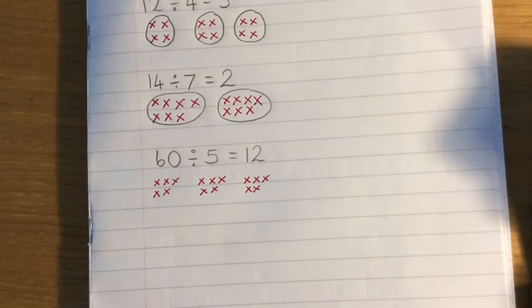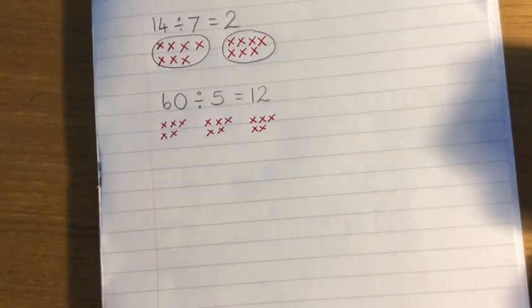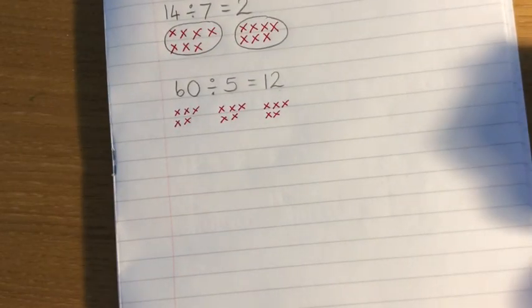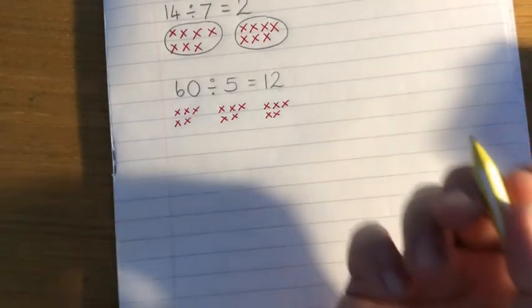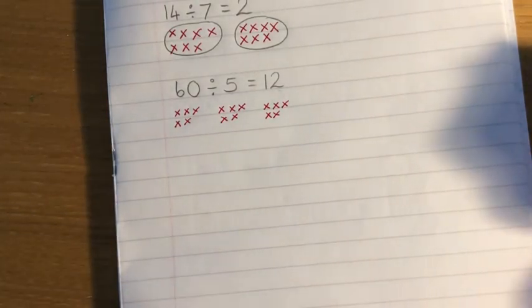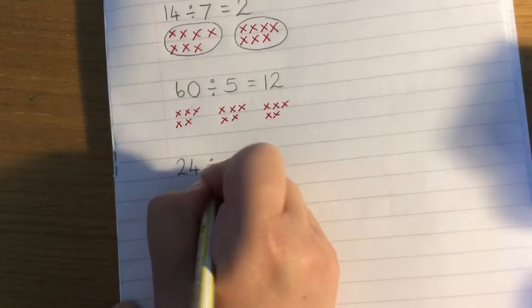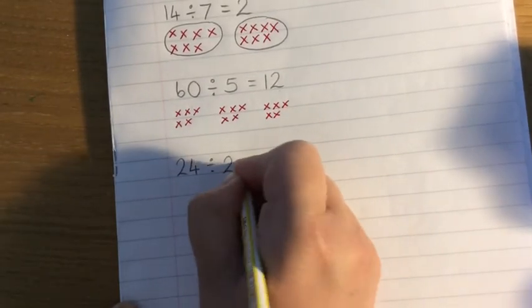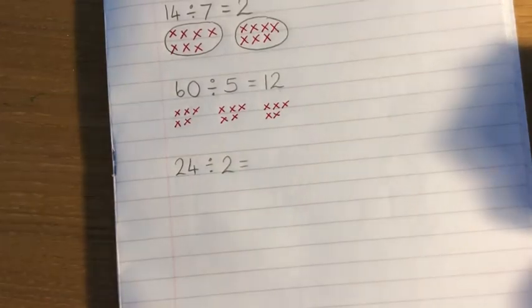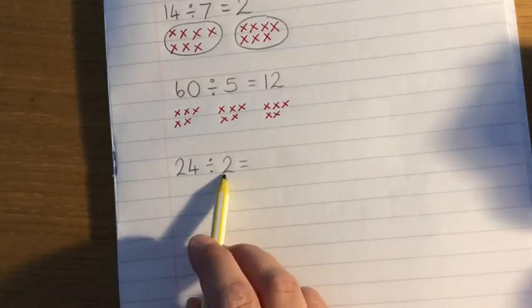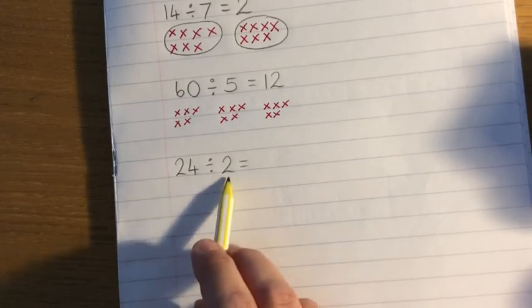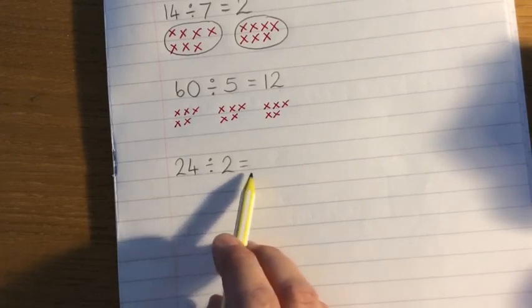Okay, let's try one more of those. This time I won't go quite so high. This time let's do 24 divided by 2. Okay, now you couldn't really see my fingers just then, so I might almost do like a tally chart underneath to help us count up in our 2s so you can see where I'm up to. So we're going to count in 2s and we're going to stop at 24 and see how many groups of 2 make 24.